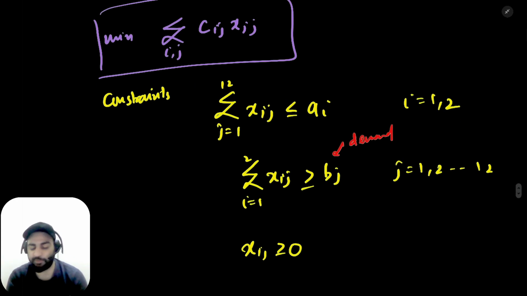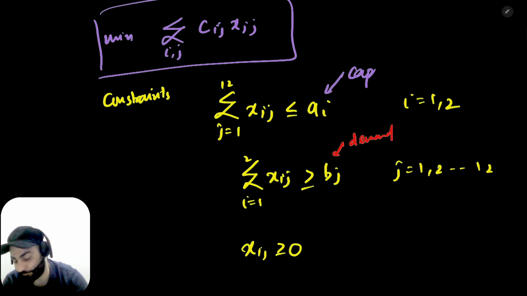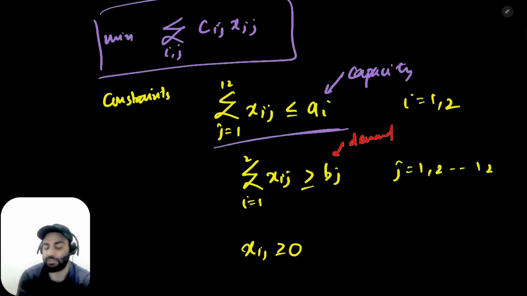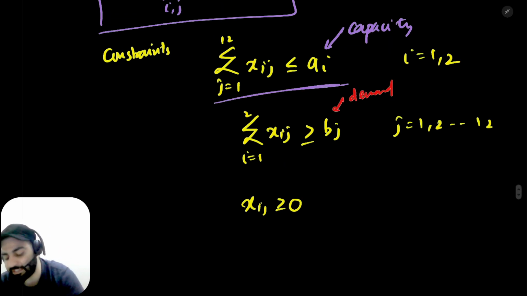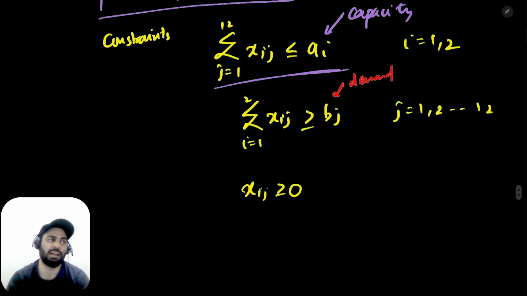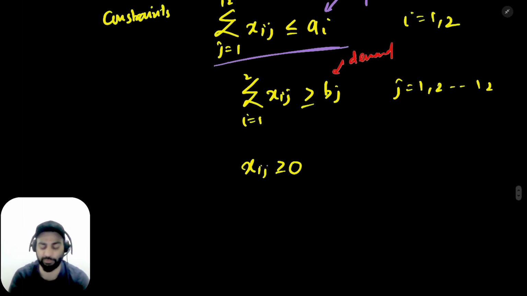The first constraint signifies the capacity. You cannot produce more than the capacity of the factory. That is what this equation says: production should be less than or equal to capacity. The second constraint is that you should produce more than the demand. Demand is bj, so you should produce at least the demand. And the third thing is that Xij, the tons of product, should be greater than or equal to 0. It cannot be negative.